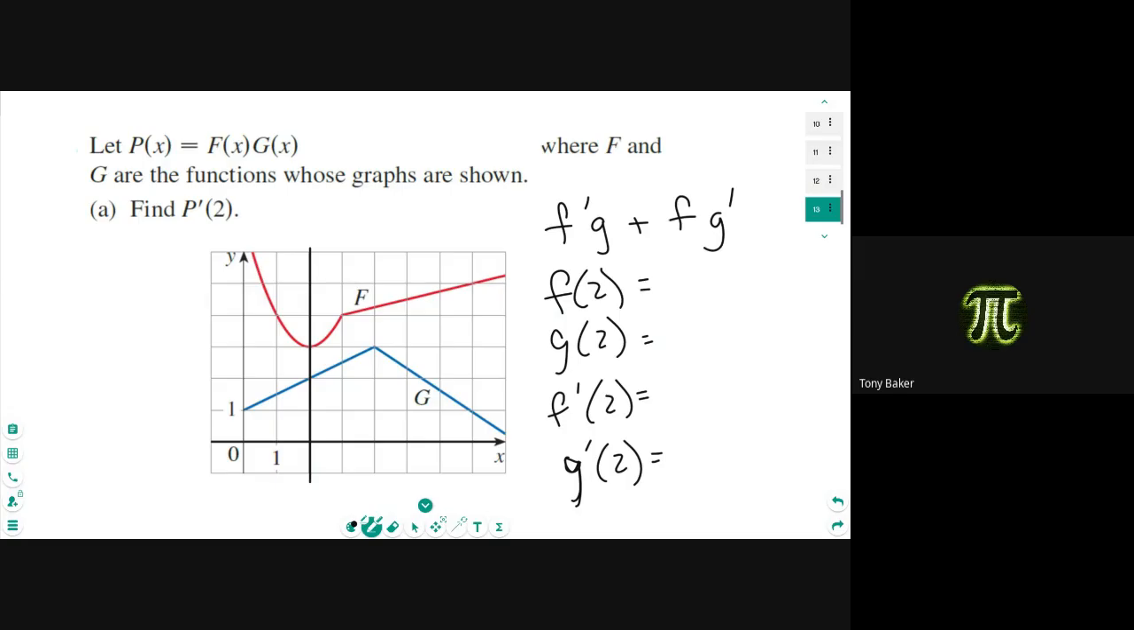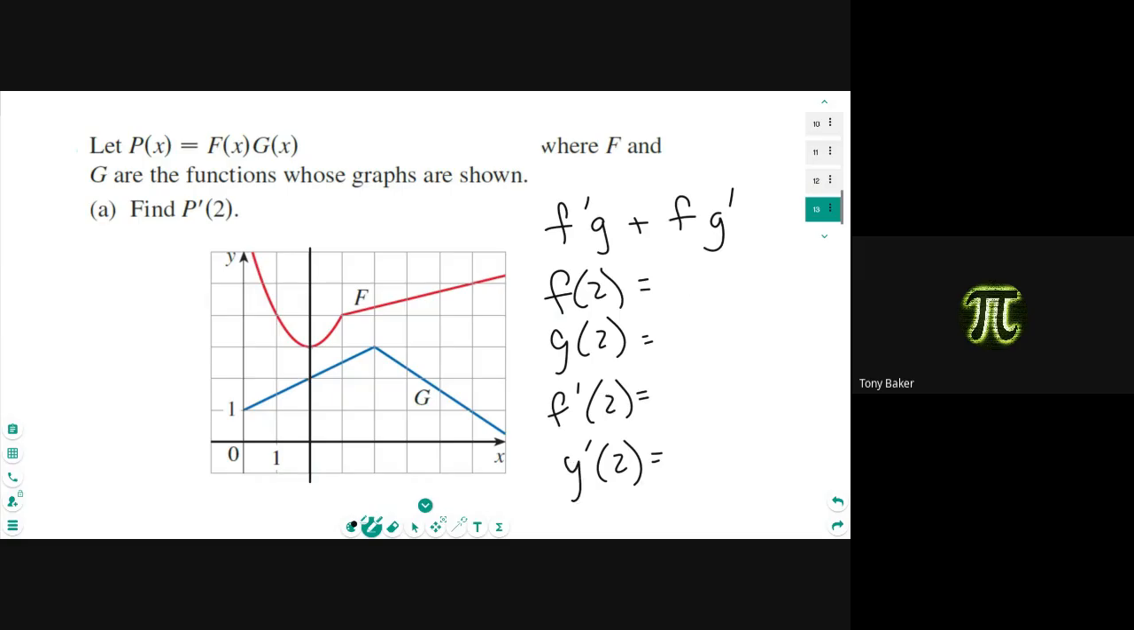What's f of 2? 3. Everybody see that? What's g of 2? 2. So that's just those points right there and there. What's the slope? Because remember, derivative is slope. What is the slope when f is 2? 0, because it's a horizontal line, right?